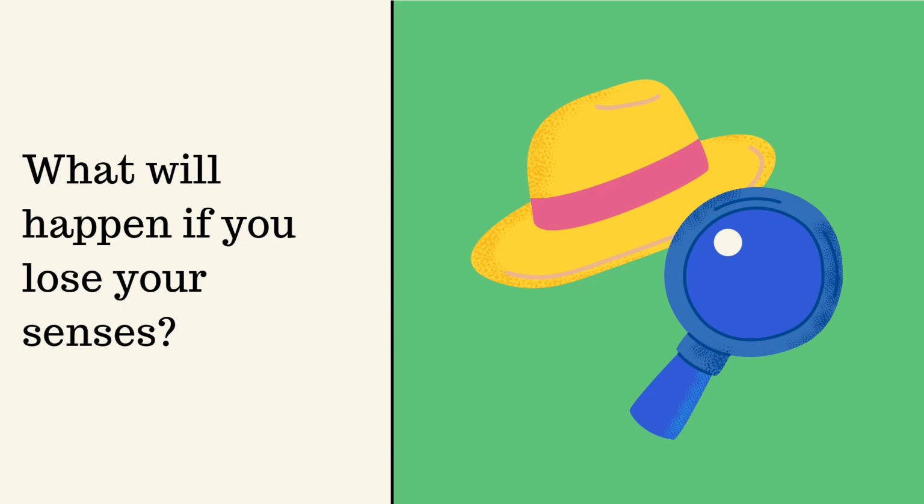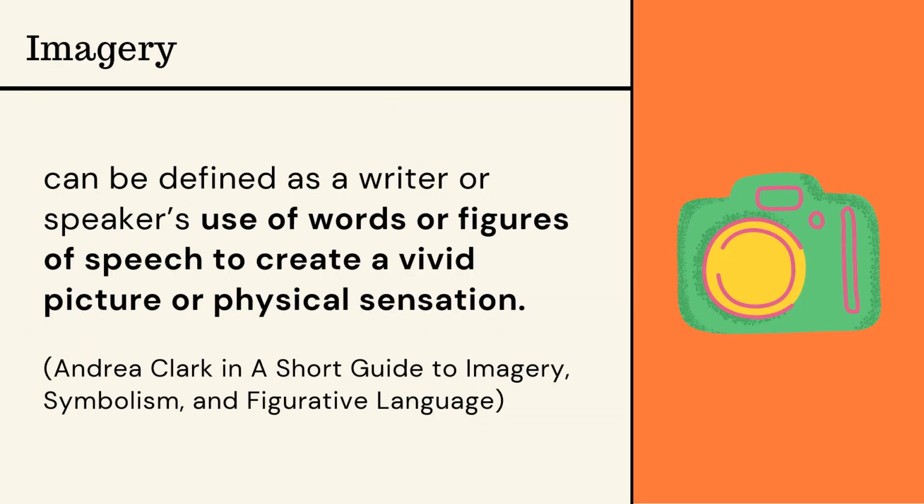So we have already mentioned that imagery could be defined as a writer or a speaker's use of words and figures of speech to create a vivid picture of physical sensation, like what we mentioned before during our discussion. This is just a quick review before we continue discussing the rest, since we weren't able to have our face-to-face class today. So it's better that we have the recording right now, so you have something to look back into as well.